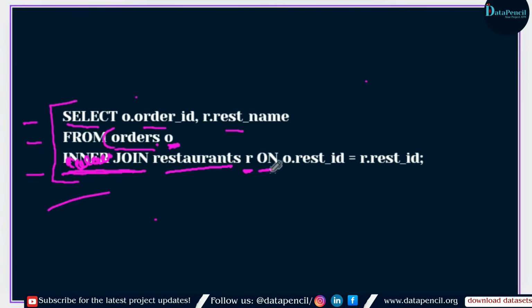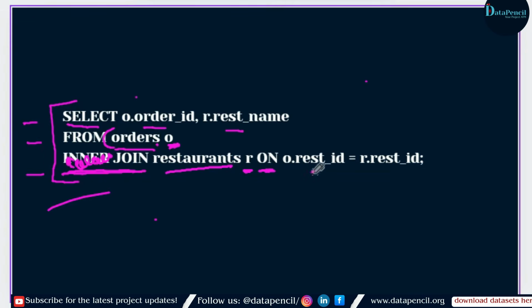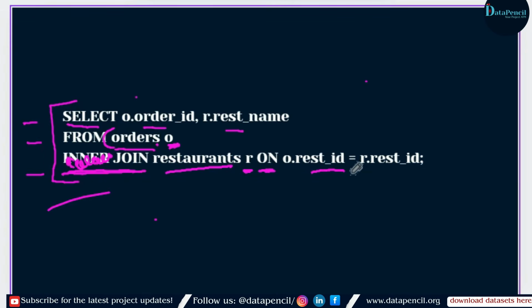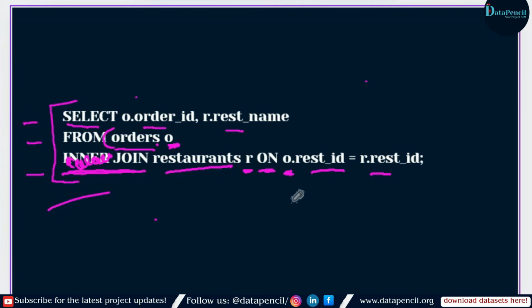Then ON, I told you we are joining on some basis, so on where the orders table restaurant ID is equal to the restaurants table restaurant ID, row-wise, correct? So for the orders table, no need to write the full name orders, we can simply write O. So when we have to do big queries, at that time this O dot restaurant ID, C dot, this works well and saves our time. So this is the syntax, guys.